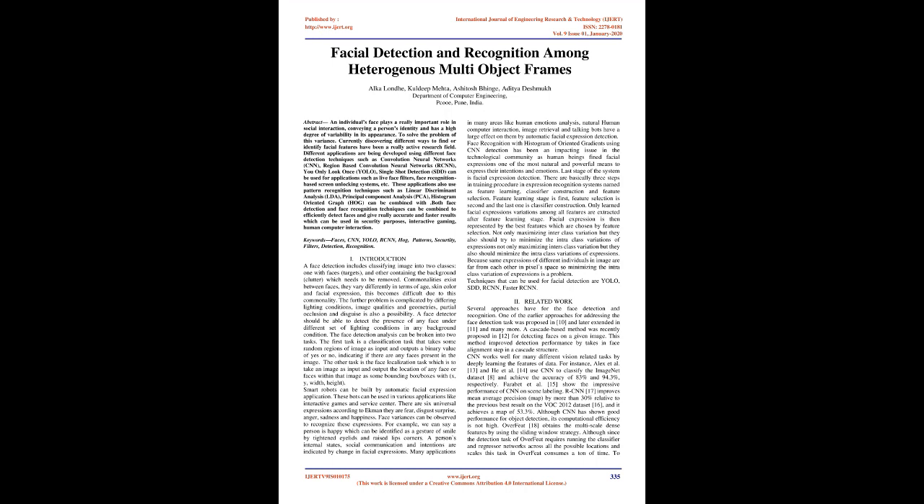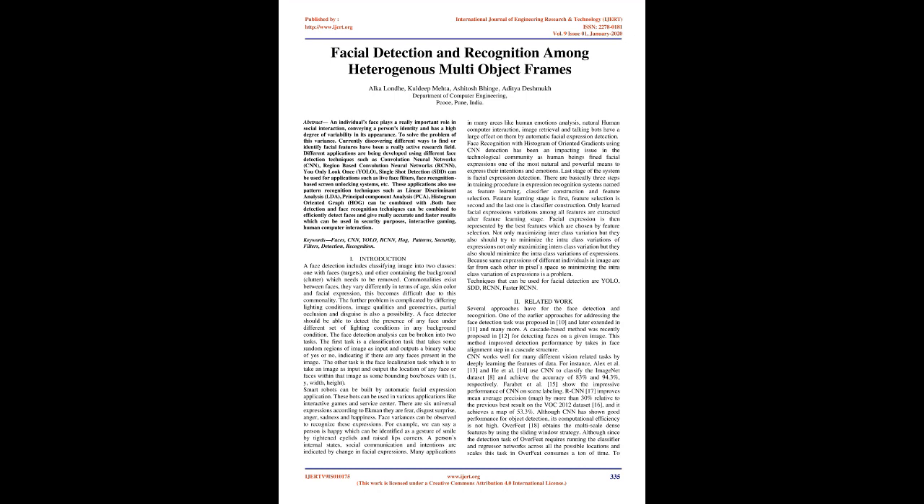Introduction. Face detection involves classifying an image into two classes, one with faces, the targets, and the other containing the background clutter, which needs to be removed. Commonalities exist between faces, yet they vary in terms of age, skin color, and facial expression. This makes detection difficult. The problem is further complicated by differing lighting conditions, image qualities, and geometries. Partial occlusion and disguise are also a possibility.